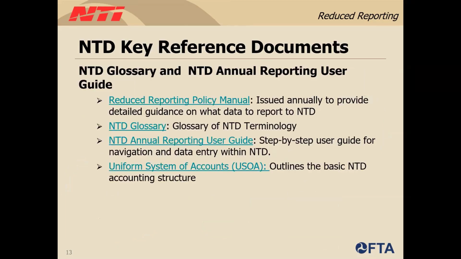There are some key reference documents available online. These include the NTD Glossary, Annual Reporting User Guide, Reduced Reporting Policy Manual, and the Uniform System of Accounts, or USOA. We have also compiled a frequently asked questions page, which you can find on our homepage. If you have any suggestions for the FAQ page, please feel free to reach out to your analysts.